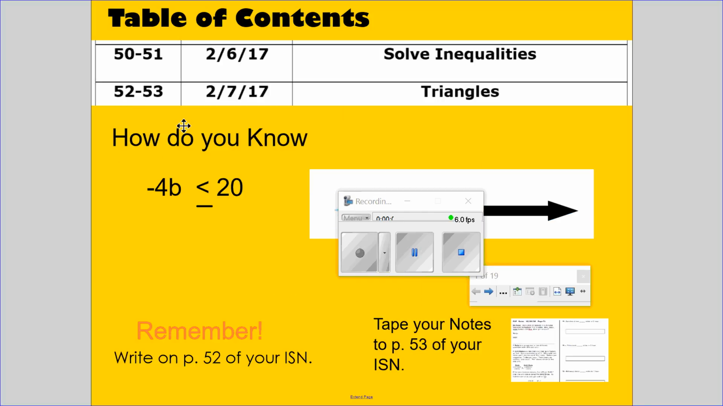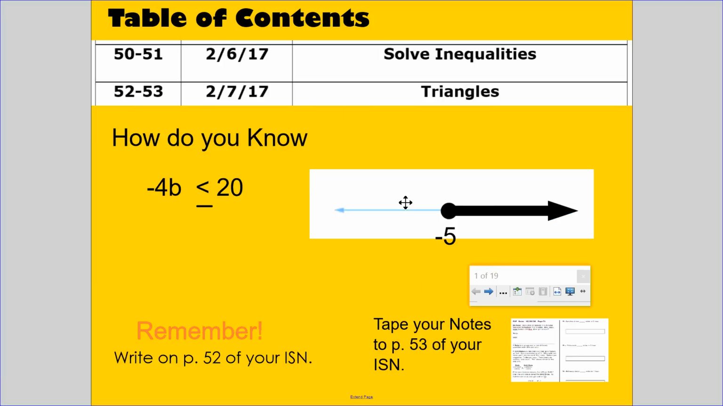The properties of a triangle: finding the missing interior measure of a triangle when given the two other interior angles. So let's look at our number routine.